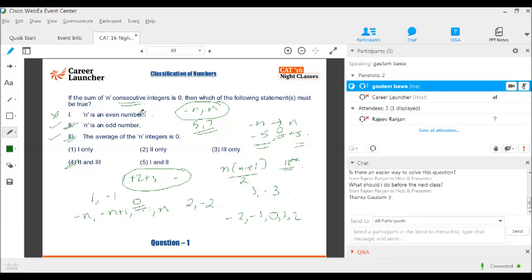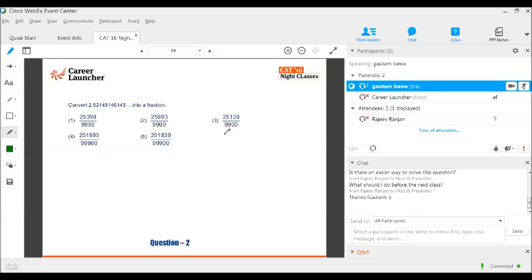The next question is also on number systems. Here we are talking about converting the recurring decimal 2.521451451451 into a fraction. One very interesting thing here is that 451 is being repeated. So if x is 2.521451 recurring, I can multiply by 10, 100, 1000. So 1000x is 2521.451, and that recurs.